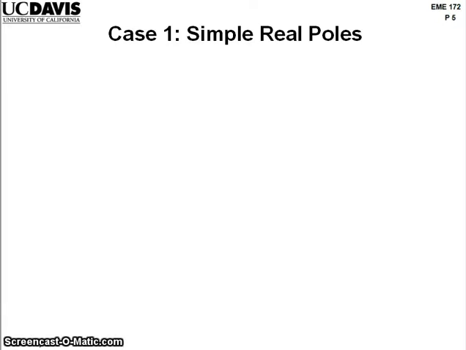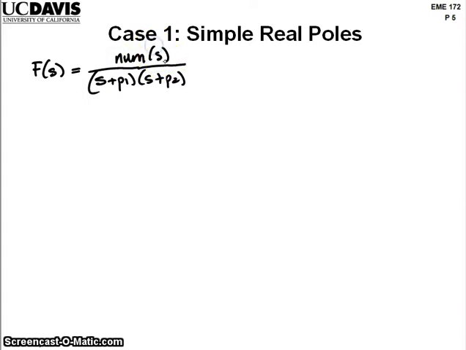Okay, so part one for the partial fraction expansion. This is the case where you have a transfer function, or a Laplace transform, that has non-repeated or simple real poles. So this is one where it looks like this: F of s is equal to 1 over s plus p1 over s plus p2. And maybe rather than writing 1, there's really some numerator polynomial. I'll write it as num of s, like this, okay?